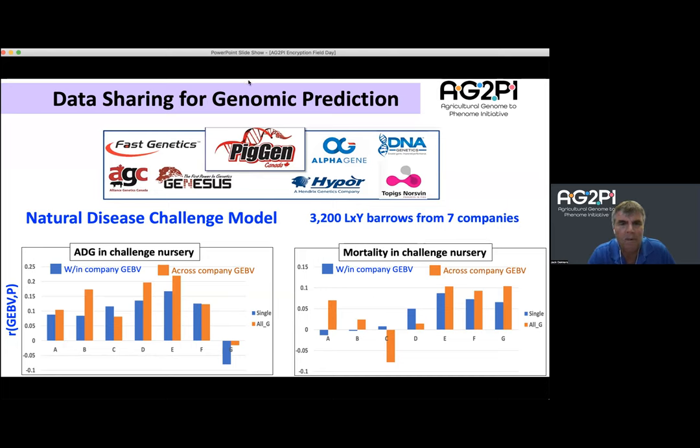Okay, the second poll. What best describes your role in relation to agriculture genome to phenome research? Are you a data creator or a data provider, or are you a data user, so you're getting data from others, or both?